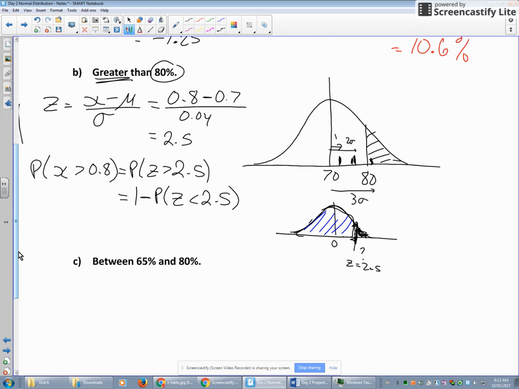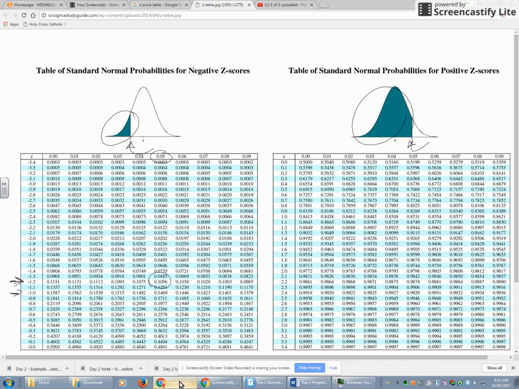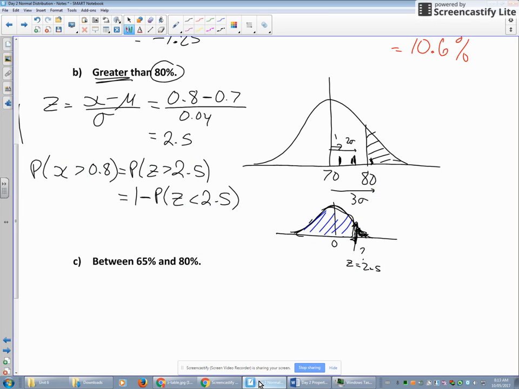When I look at my table, I'm looking for a value of 2.5. So here is my 2.5 right there. That is my z-score, 2.500. So this becomes 1 subtract 0.9938, or 0.0062. So therefore, my probability that my score is greater than 80% is going to be 0.62%.